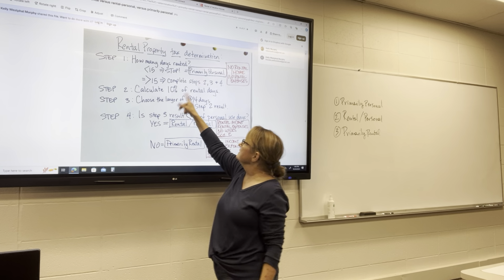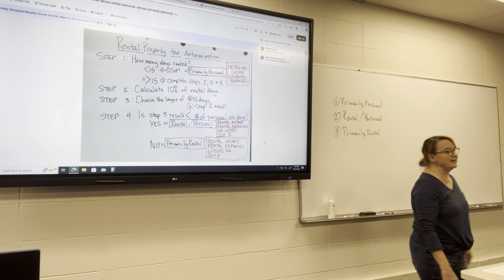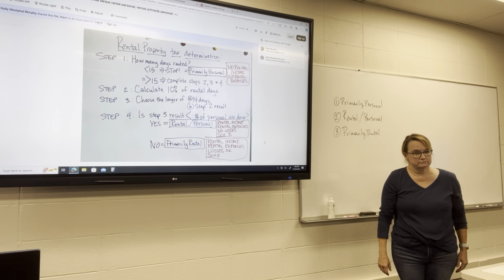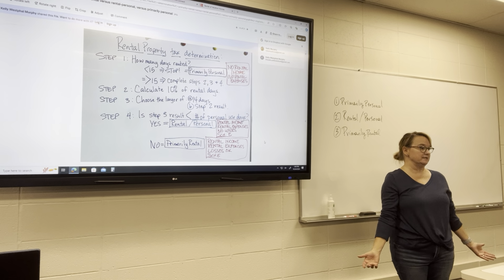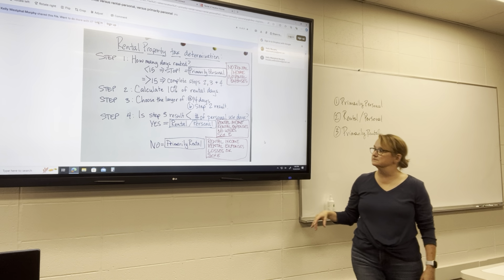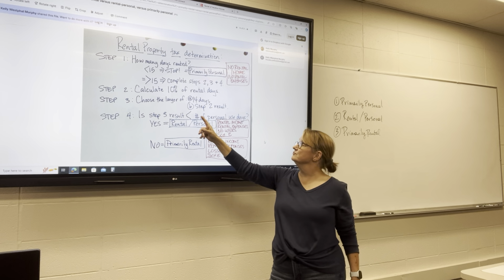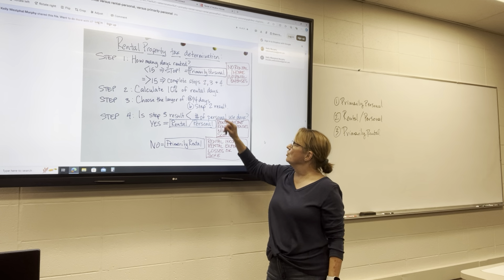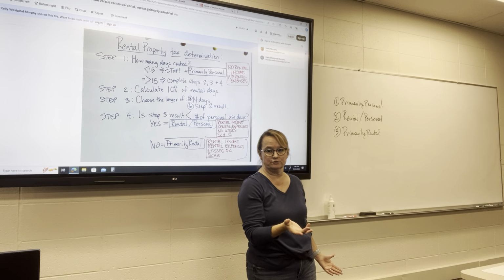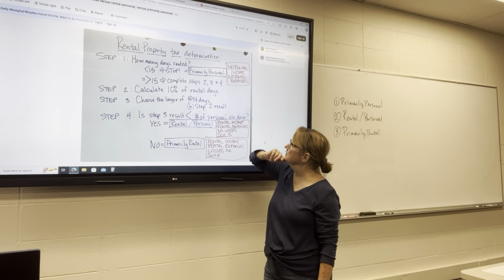Step 2, calculate 10% of the rental days. So if we rented it for 30 days, 10% of that is 3 days. All right, so that's the first step, 10% of rental days. Step 3, choose the larger of 14 days or the step 2 result. Well, 14 days is larger than 3. 14 is bigger than 3, so it would be 14.